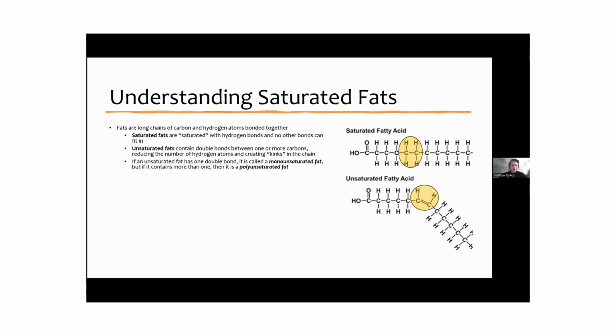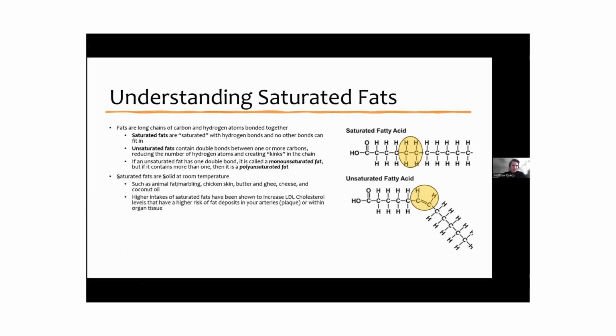If we have one double bond, like we do here in this picture, that's called a monounsaturated fatty acid. And if we have more than one double bond, then we have what's called a polyunsaturated fatty acid. So these can have multiple kinks in the chain. It can be extra curled or even circled around, while saturated fats will almost always be straight.